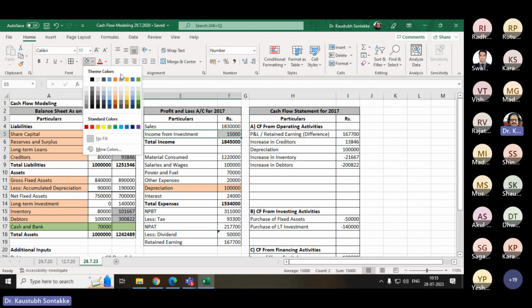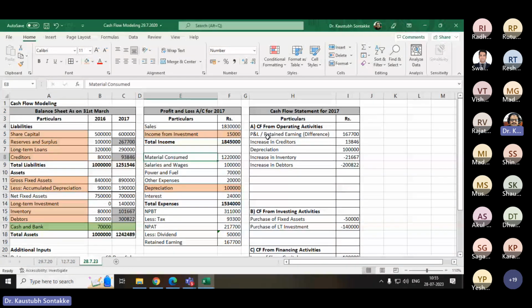Yes, sir. Okay. So what I want is income from investment is added here, meaning it is considered in operating activity, because profit is taken in operating activity under the name retained earning difference. So your income from investment has come here, but that's not income from operating activity. That is income from investing activity. So what I should do is minus income from other investment from operating activity and add it in investing activity.